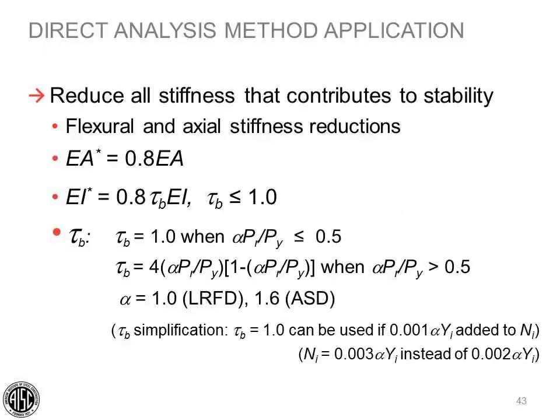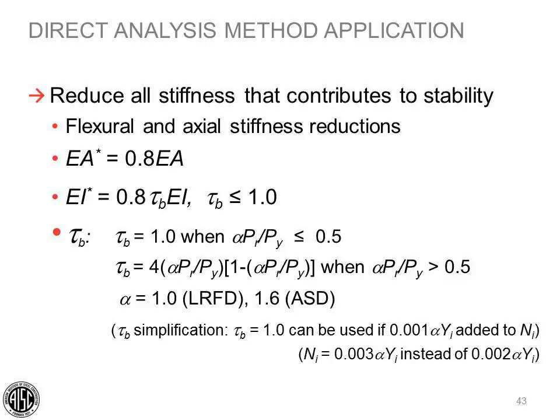So to account for the effects of residual stresses and distributed plasticity, we reduce the stiffness of all members that contribute to stability. For axial stiffness, we use 0.8 EA. For flexural stiffness, we use 0.8 tau B EI, where tau B is less than or equal to 1 depending on the magnitude of the axial load. For low axial loads, when the required axial strength is less than half the yield load, then tau B equals 1 and the flexural stiffness reduces to 0.8 EI. For higher axial loads, tau B is less than 1 and is calculated based on the ratio of the required axial strength to the yield strength, and the resulting flexural stiffness becomes less than 0.8 EI.